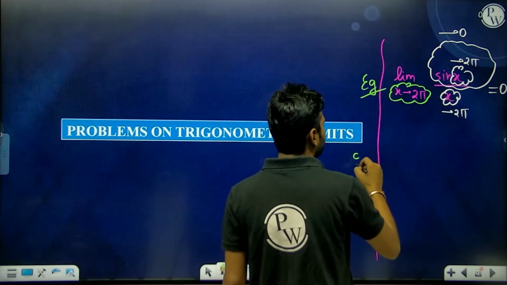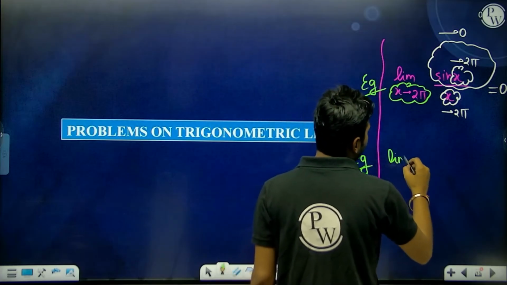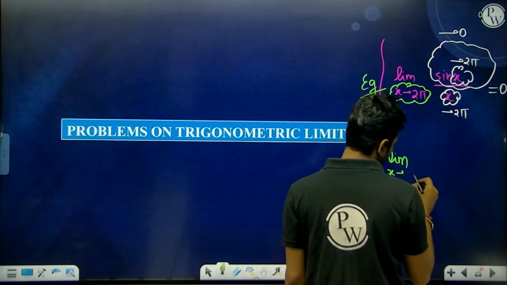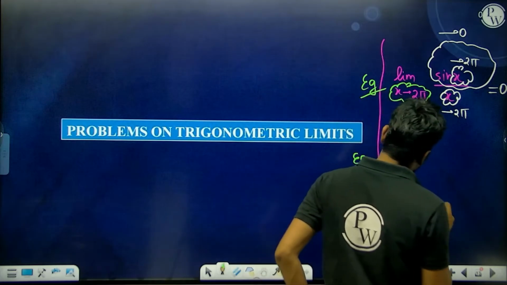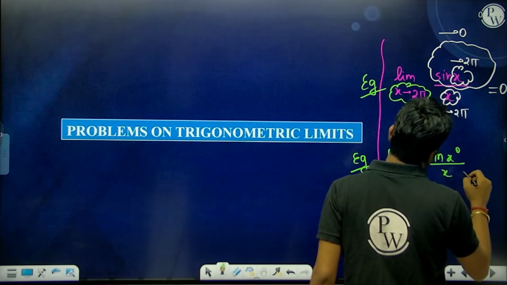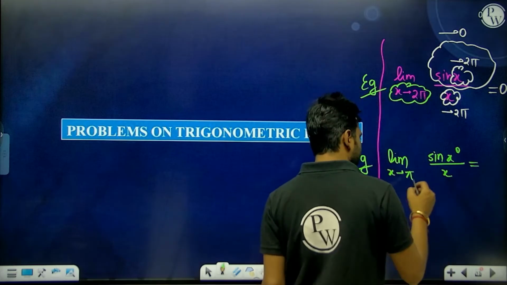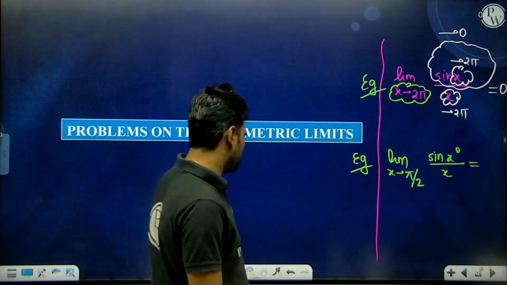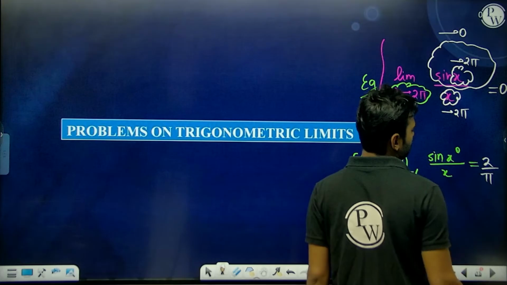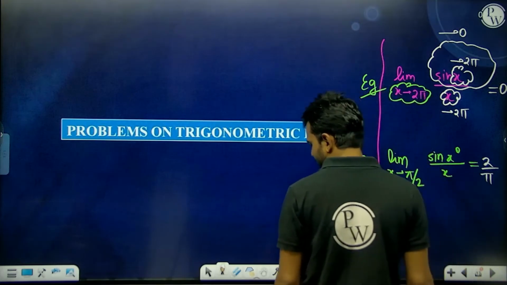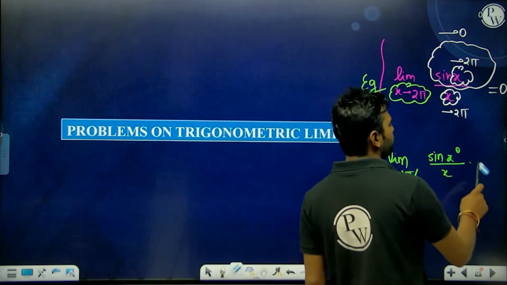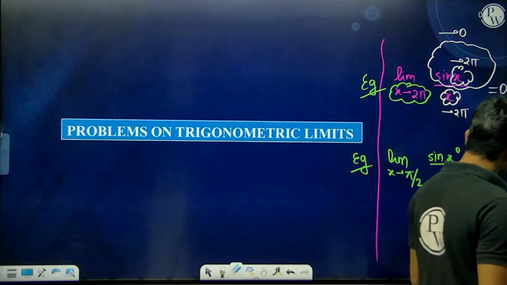Let me tell you another as well. If I ask you something like this, limit x tending to pi, sine of x degree upon x, is going to be what? Or let's say something like this. This is going to be what? Now, a lot of times the kid will say that the answer is 2 by pi. Yes? But remember that this angle has to be in terms of radians only. You must keep this particular thing in mind.